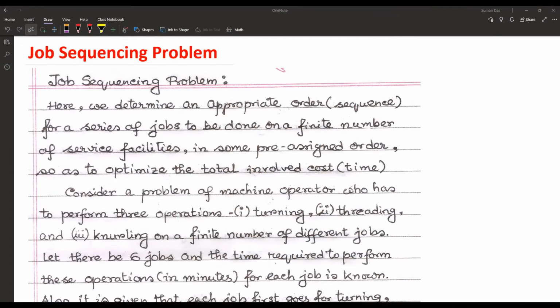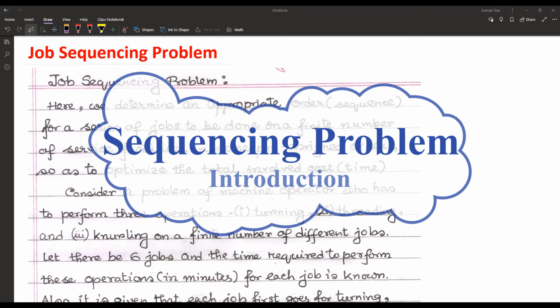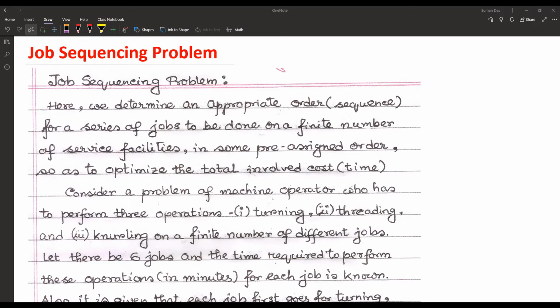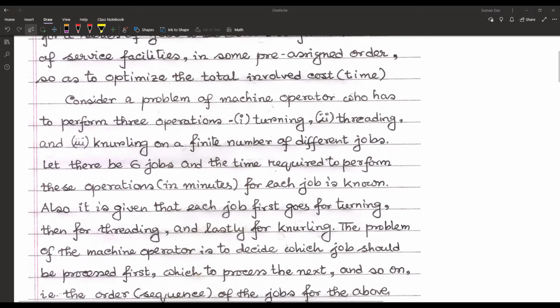Hello friends, today our topic is the job sequencing problem. Before we define the job sequencing problem, let us consider it with a practical scenario. Let us think about a practical problem.